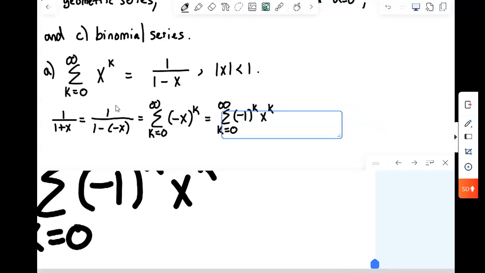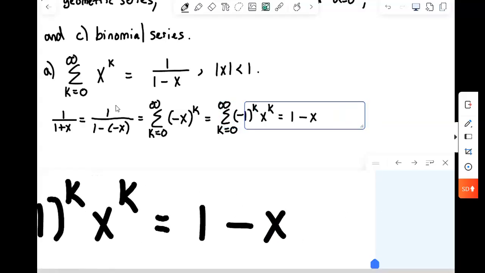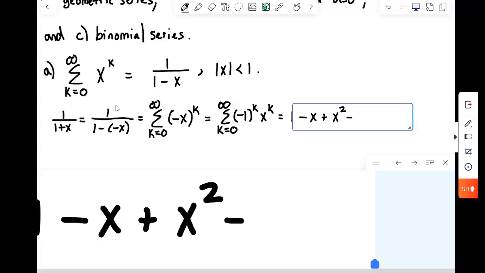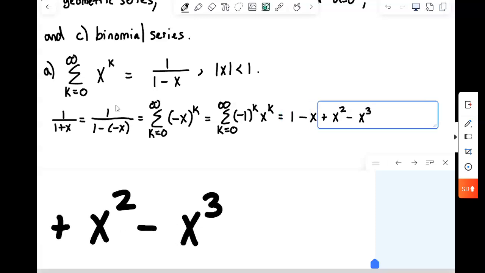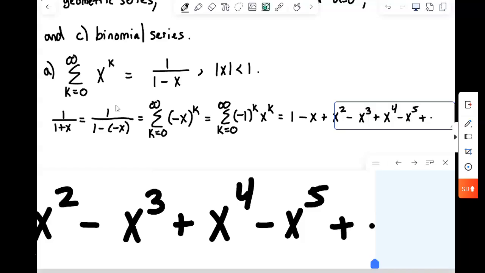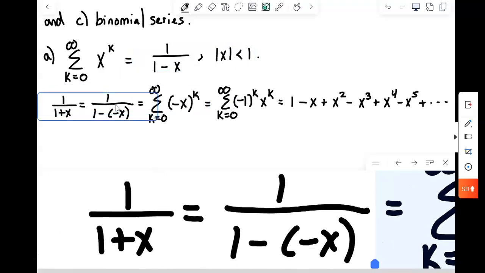So what would this look like? First few terms: k equals 0, that would be 1. K equals 1, minus 1 to the 1, so it would be minus x. K equals 2, that'll become a positive sign again, plus x squared. K equals 3, that'll be a minus x cubed, and so on and so on. And plus x to the 4th, minus x to the 5th, plus, and then so on. Okay, so that's one way that we can represent the series 1 over 1 plus x.